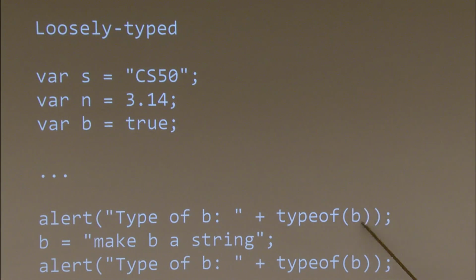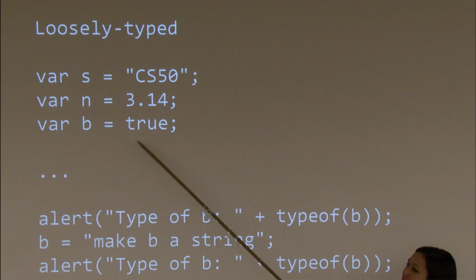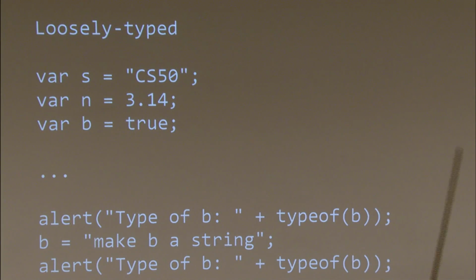This is kind of a cool thing down here, because if we notice, our variable b starts out as true. And what this does, can anyone tell me what this does? So we have some alert. What would the type of b be in the beginning?